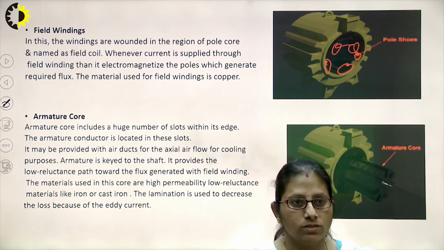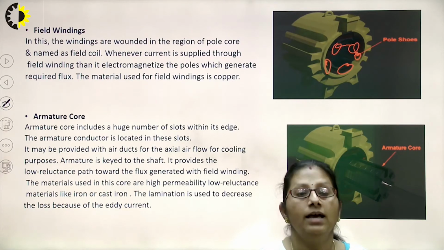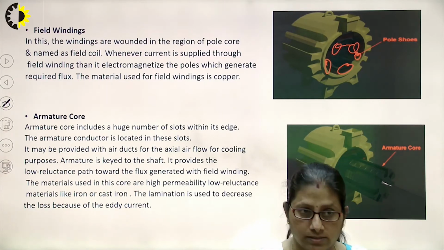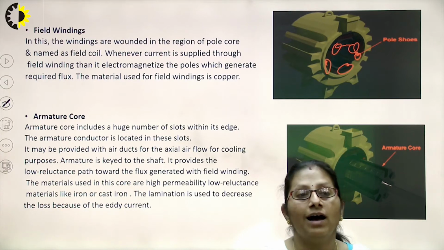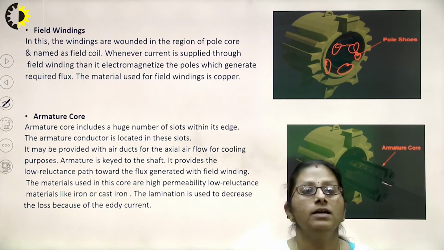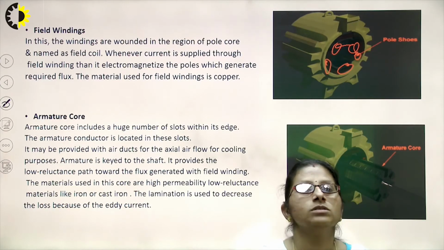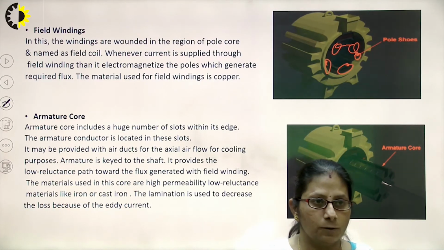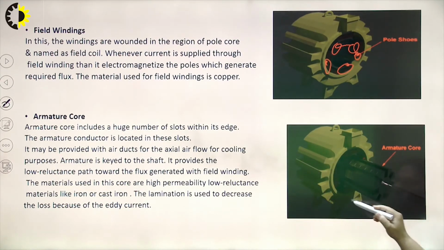The material used in this core, once again, has to be a highly permeable material with low reluctance, like iron or cast steel. We want a highly permeable material to reduce the hysteresis losses. We need laminations to reduce the eddy current losses. It can be seen over here, this is the armature core, complete portion.